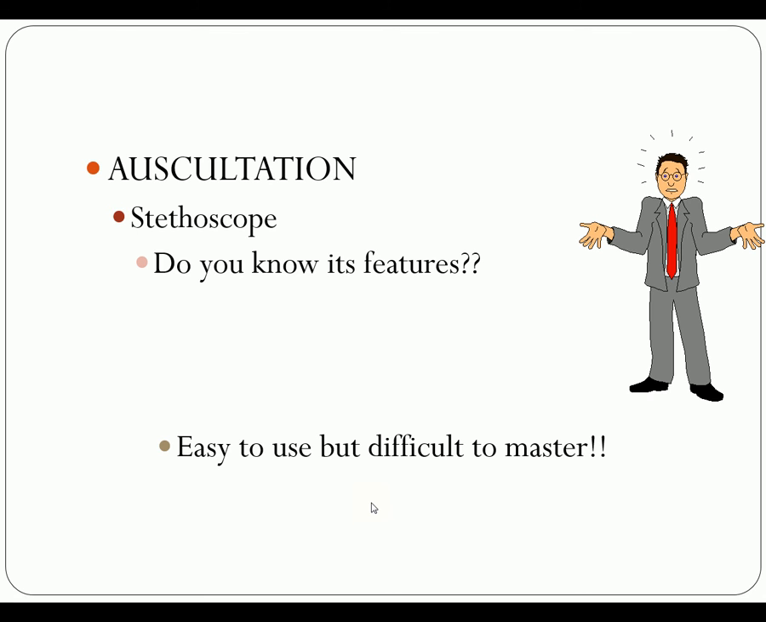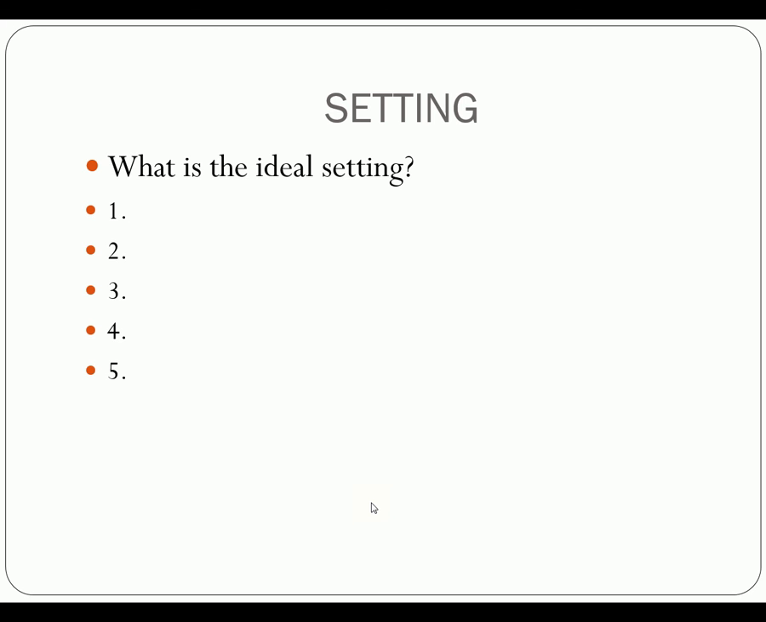Okay? The setting. What's the ideal setting? Number 1, warm and comfortable. Number 2, quiet and private. Number 3, well lit. Number 4, free of interruptions. Number 5, ideal positioning. Means you have easy access, eye to eye. Roll-up stools are really good for that. And that is the ideal setting.